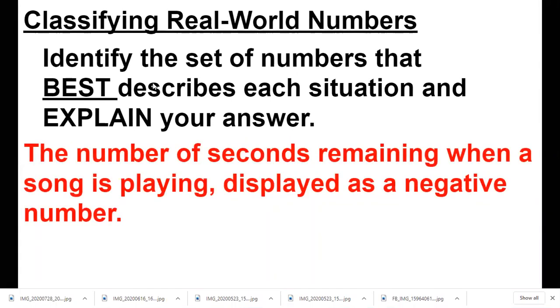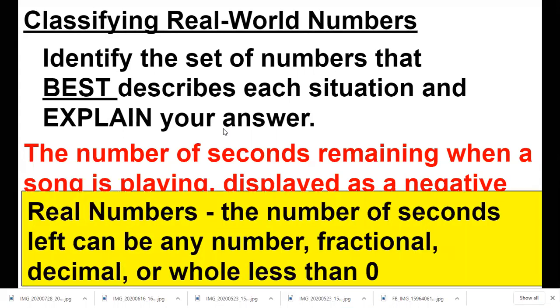The number of seconds remaining when a song is playing displayed as a negative number. So as the song is playing, the number is going to go down, right? Displaying as a negative number. So can seconds be in between numbers? Let's take a look. Real numbers are best for this as well.